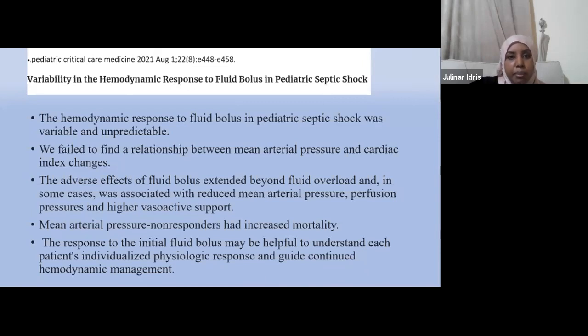So it's not that simple to give fluid to a patient who really doesn't need it. The response to the initial fluid bolus may be helpful to understand, but it varies from patient to patient, and you have to monitor each patient's response individually.